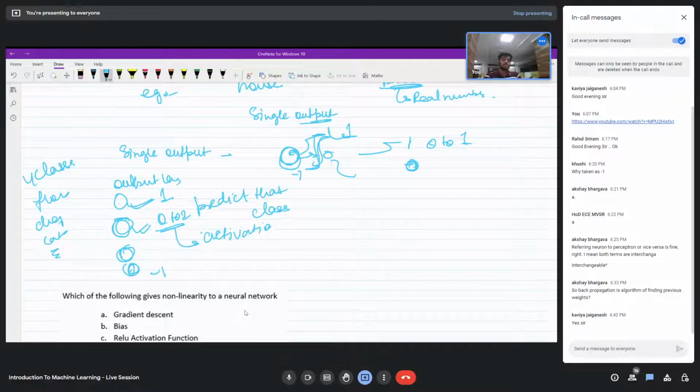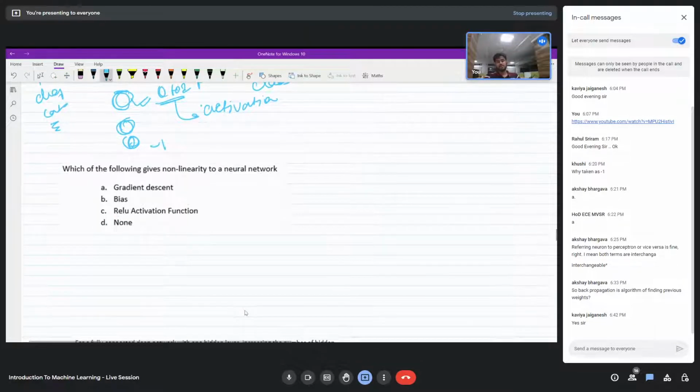Now coming back to an assignment problem that was given, it asks whether the non-linearity in a neural network is due to what. It says it is due to gradient descent, or bias, or the activation functions that you use, or none. If you remember linear regression, there also you use gradient descent. There also you use bias. So these two things are common to both. Linear regression was just a linear model, so that is not the reason.